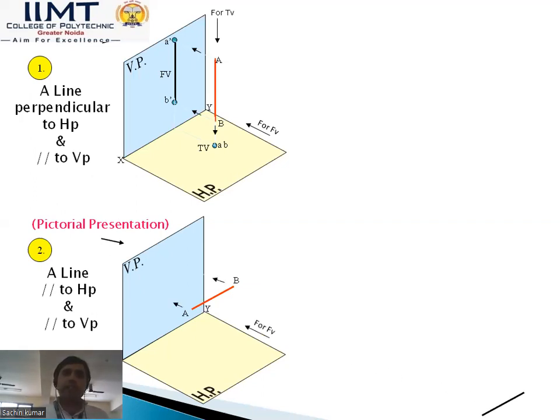So that is A dash and that is B dash, AB and A dash B dash. So front view and top view. Now, how to draw in orthographic plane projection?